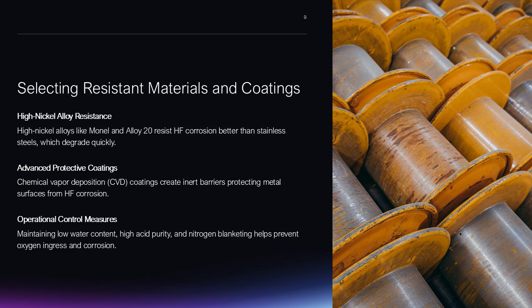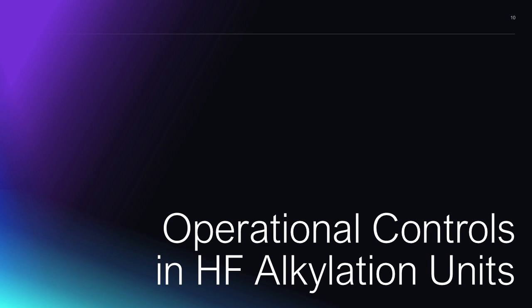Operational strategies complement material selection, including maintaining water content below 1 to 2%, ensuring acid purity above 88%, and preventing oxygen ingress through proper nitrogen blanketing. Together, these measures form a comprehensive approach to controlling HF corrosion and extending equipment life. Best practices for process management, operational controls in hydrofluoric acid alkylation units.